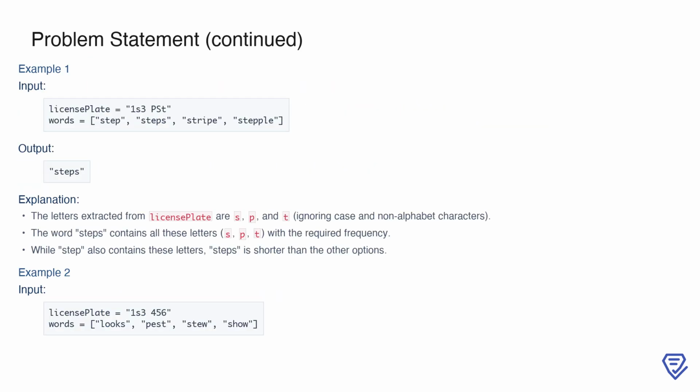Let's take a look at the first example. Here, the license plate is 1s3pst, and the array of words is step, steps, stripe, stepple. First, we extract the letters from license plate, ignoring all non-alphabet characters and case. This gives us the letters S, P, and T. Now, we check each word in words to find a word that contains all these letters with at least the required frequency. Both step and steps satisfy the condition, but steps is the shortest completing word. Therefore, the output is steps.